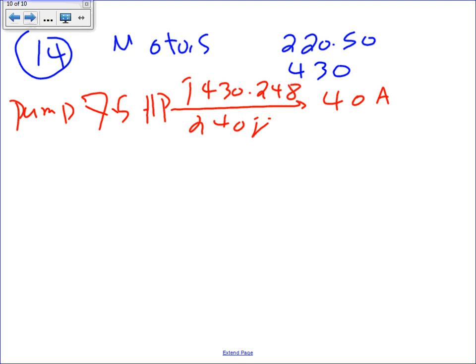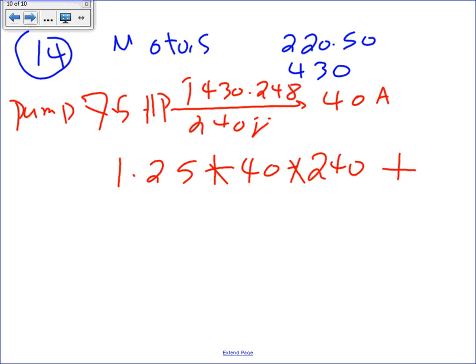So what do you do? You take 1.25. Why 1.25? Because the code says when you take a motor, guys, you take the largest, fattest motor and multiply it by 1.25 plus all the other motors. Okay, times 40 times what's the voltage? 240 plus. Do I have anything else to plus it with? Plus big fat 0. I don't have any other motors to plus it with.